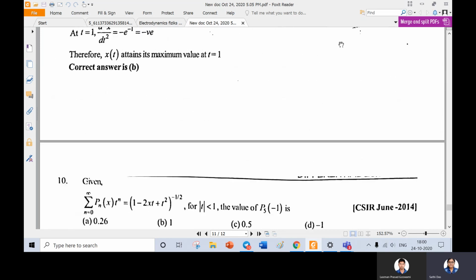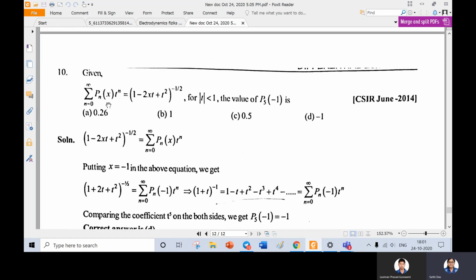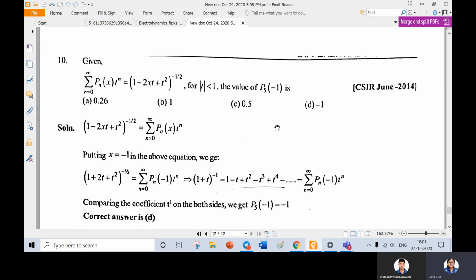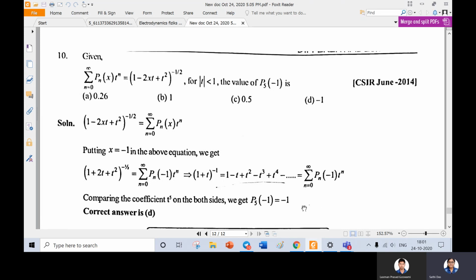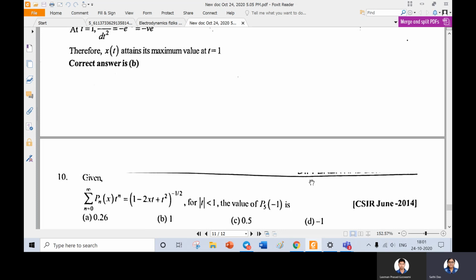So this kind of question is very important. Look here, this is another question of the same kind: given the sum of n equals 0 to infinity P n x t to the power n equals 1 minus 2xt plus t square whole to the power minus half for t less than 1, what is the value of P5 of minus 1? I think this is enough for you to understand how to do this kind of problem, and this is your homework. P5 of minus 1 is minus 1, so the correct answer is D. I am not showing you the solution again, so please do the math and solve this kind of question. This kind of question is very important.